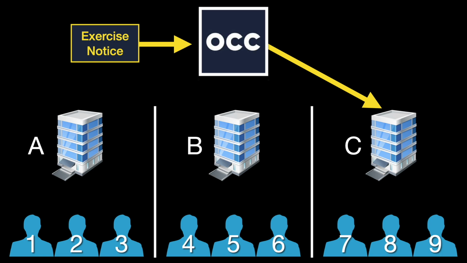And then finally here, the last step is now the brokerage firm will randomly select one of its own clients or customers that has a short option position on the exact same contract, same strike and expiration, etc., and they will get assigned on the contract. And so as you can see here, brokerage C randomly selected customer 7 to get that assignment.